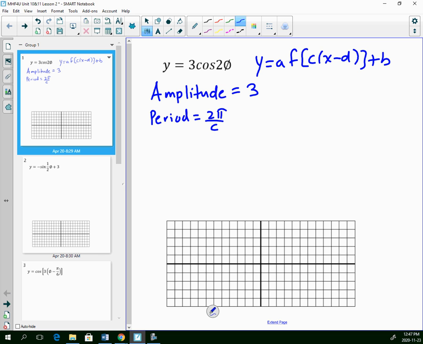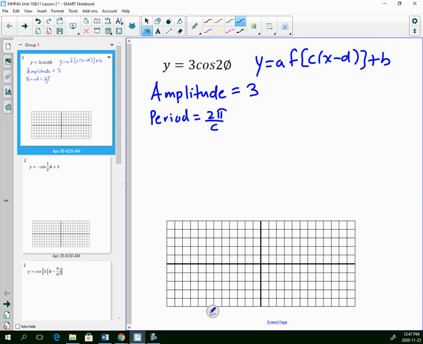And then anything inside the function, so inside the brackets, would be horizontal transformations. Again, anything multiplied will be a stretch or a compression. Anything added or subtracted will be a shift. And x always is affected in the opposite way than what is indicated in the equation.